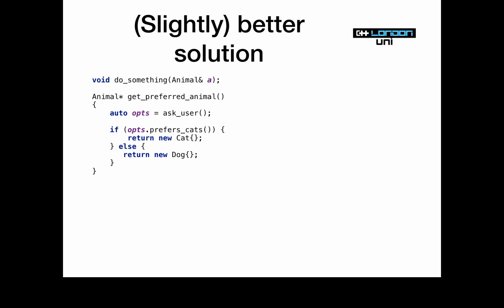So rather than returning a reference, now we're returning a pointer. When we call this function, we capture the pointer that is returned from it. We call our do something by dereferencing the pointer. When we dereference the pointer, we obtain a reference to it. So we can call do something by calling *A. And then when we're done, we delete the animal that we were given.